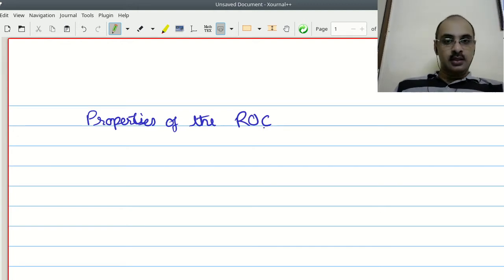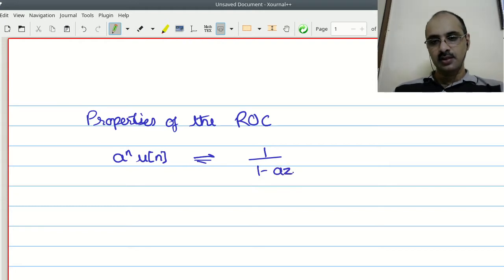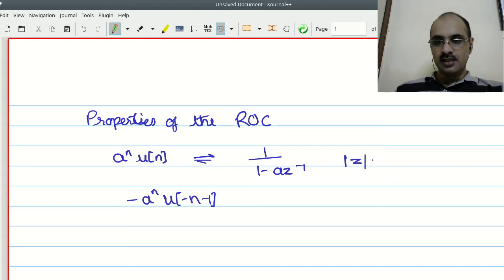If you remember, the way we understood the Z transform was in terms of a summation. So for example, if you have something like a^n u[n], then the Z transform is 1 by 1 minus a z inverse, but this is also the Z transform for minus a^n u[minus n minus 1]. But the ROC for this is mod z greater than a, and the ROC for this is mod z less than a.